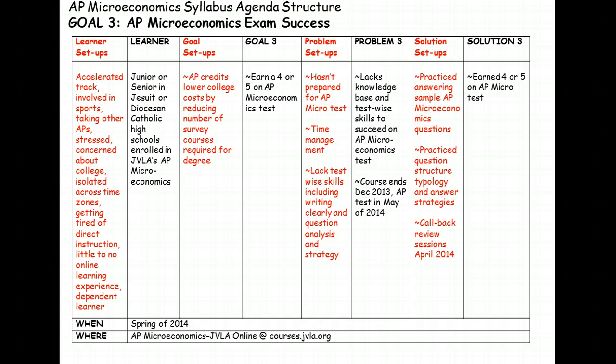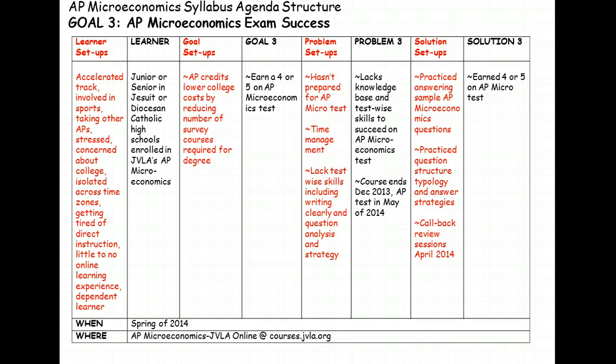Finally, I have a third goal, kind of obvious but important to state, I think, namely to help students experience success when they take the AP Microeconomics National Exam. Notice my goal setups, problem setups, and solution setups. Also, notice the unique circumstance of the fact that this course ends in December of 2013, but the AP Micro Exam is given in May of 2014, so there's a gap of several months between the time they've had the course and when they actually take the test.